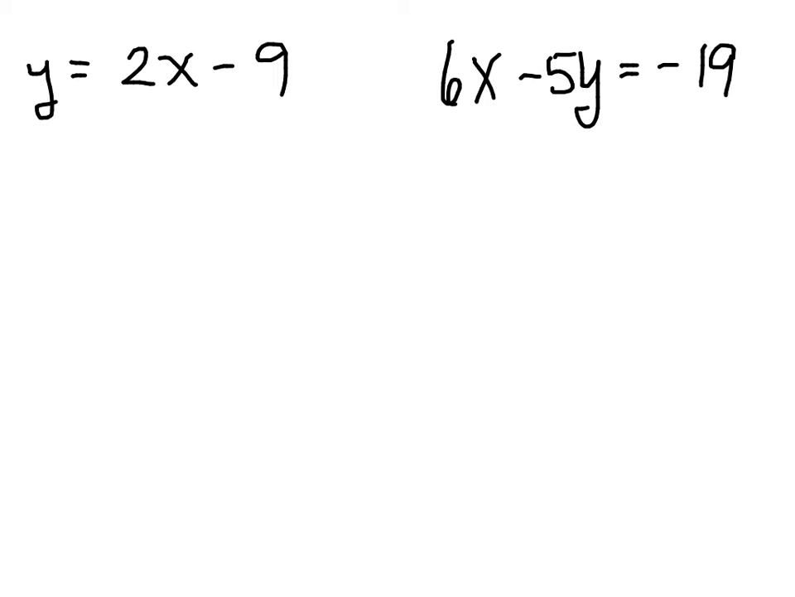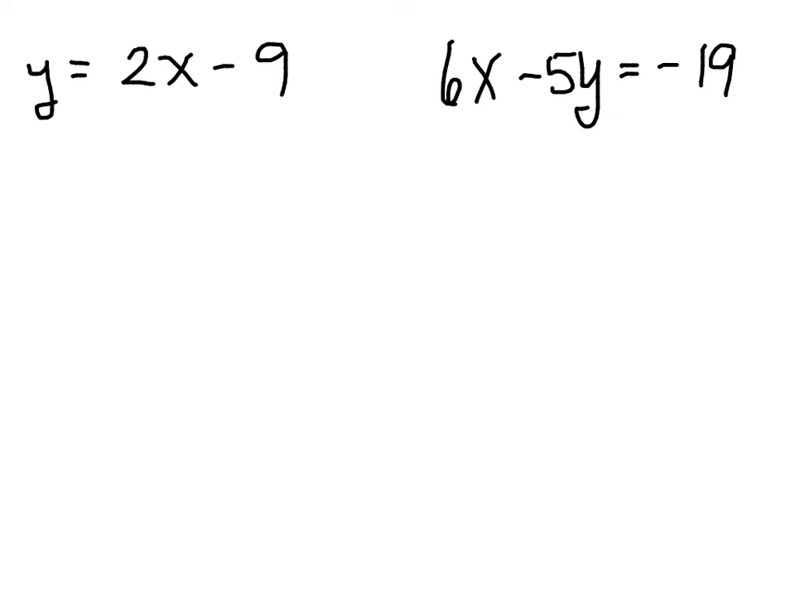Now, I want you to look at both equations and see if one of them's already solved for one of the letters. Step 1's already done for us. But if it's not, we have to make it. Step 1 was solve one of the equations for one of the variables. Is one of the equations already solved for one of the variables? Yes. Which one? Y equals 2x minus 9. Right, this one's already solved, so I don't have to do step 1. Everybody okay with that? Yes, sir.